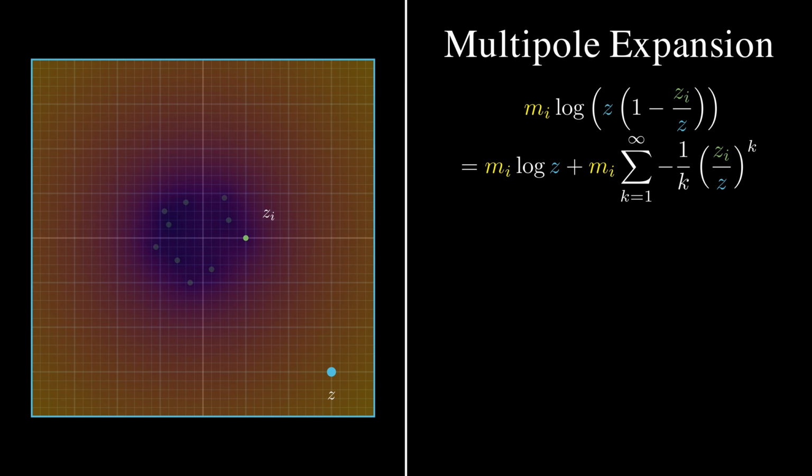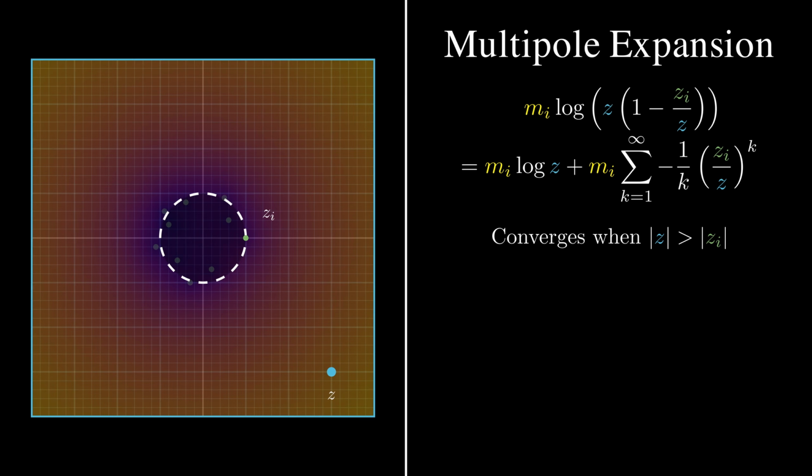Since we used the Taylor series, we should think about its radius of convergence. From the ratio test, we see that the magnitude of zi over z has to be less than 1, or more simply, that the magnitude of z has to be greater than the magnitude of zi. That means that for this series to converge, we have to evaluate it outside the circle going through our source point.